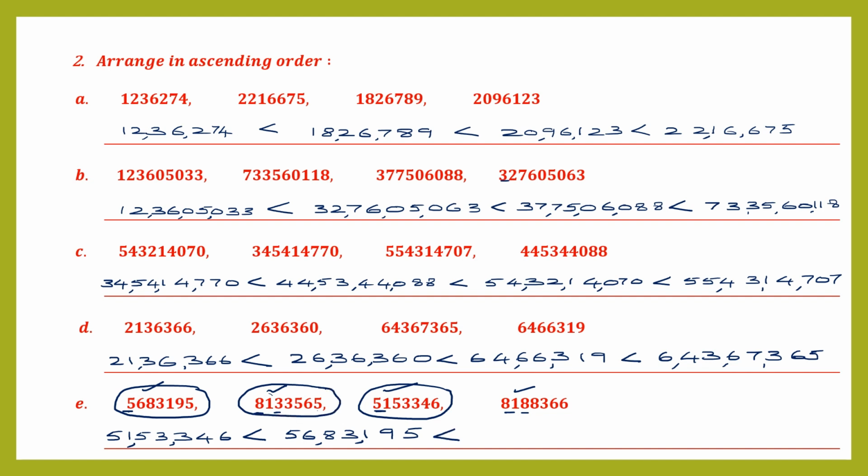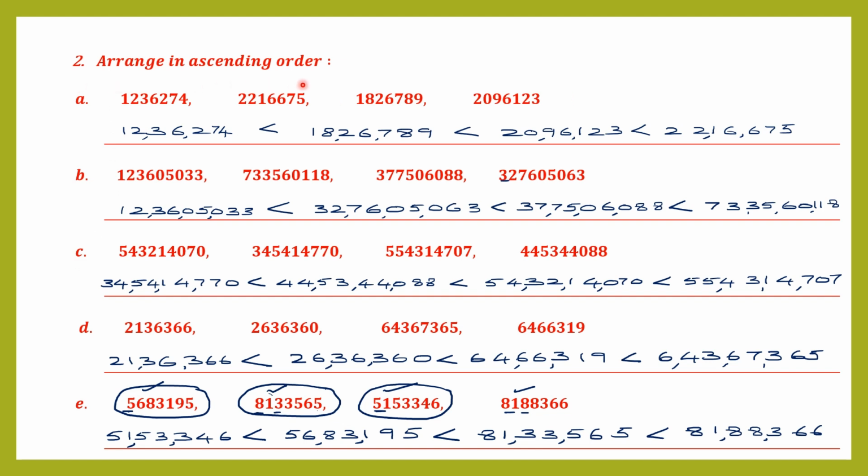So let's write that down: 8, 1, 3, 3, 5, 6, 5. Put commas in the right places and read the number: 81,33,565. Now there's only one number left and we will write down that number: 81,88,366. Let's put the commas and now the number is 81,88,366.